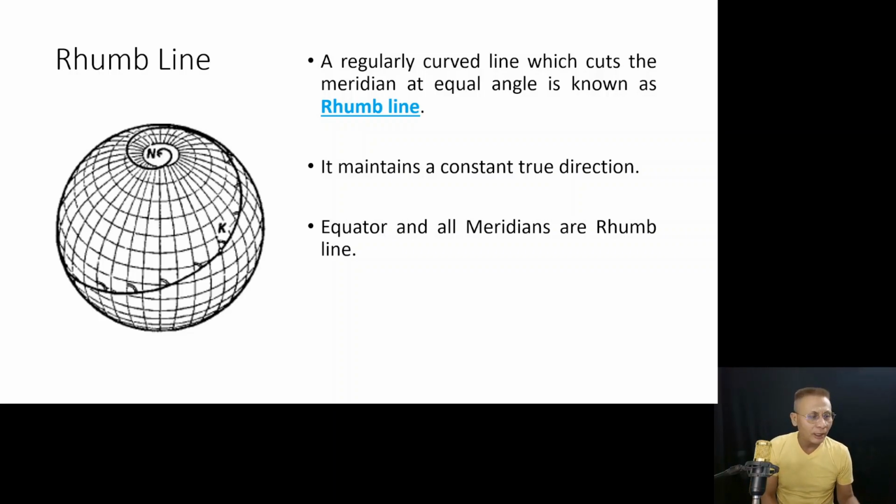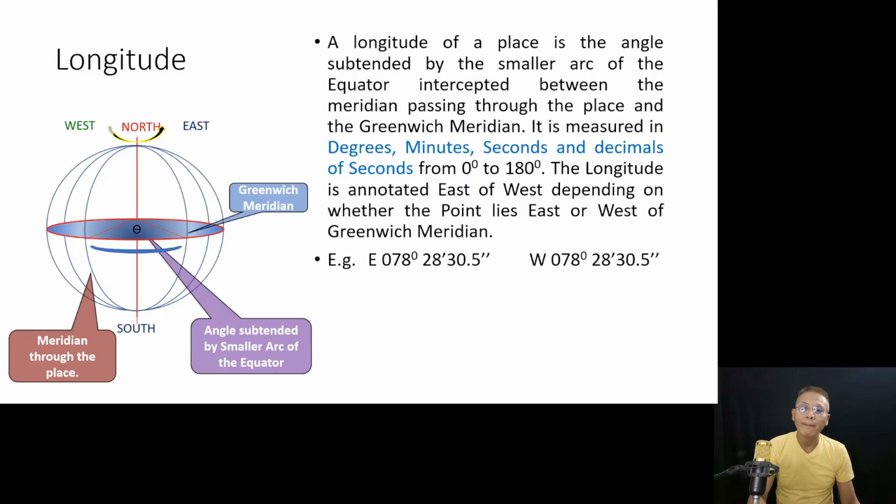Or the equator, it is always representing the 090 direction, the east-west direction, so it is again a Rhumb line. If I talk about the meridians, these meridians always represent the north-south direction. Therefore the equator and the meridians are an example of a Rhumb line.